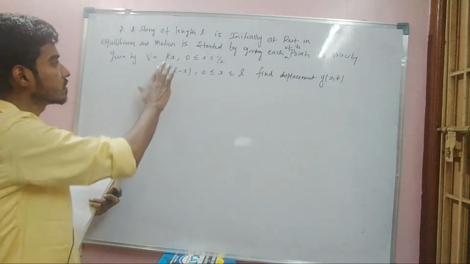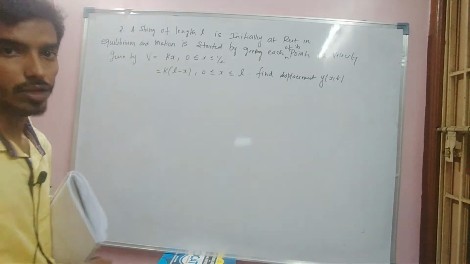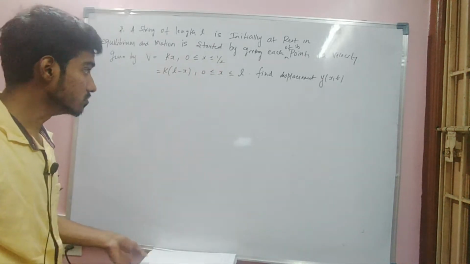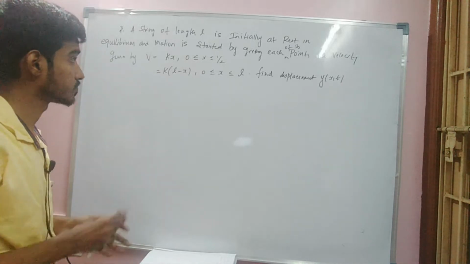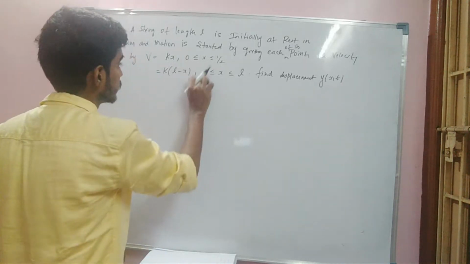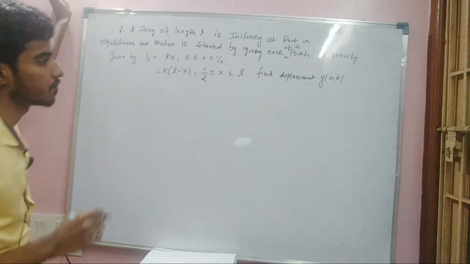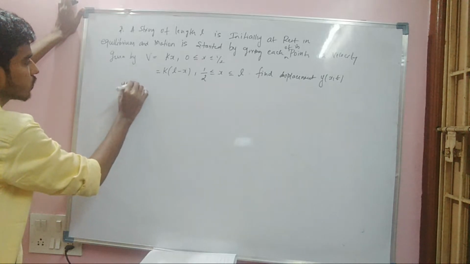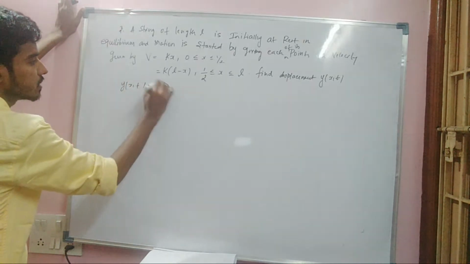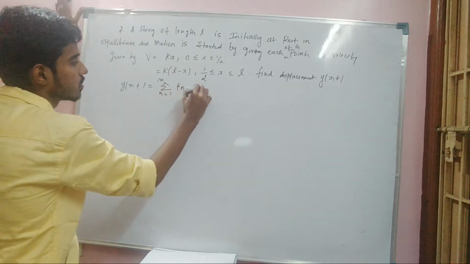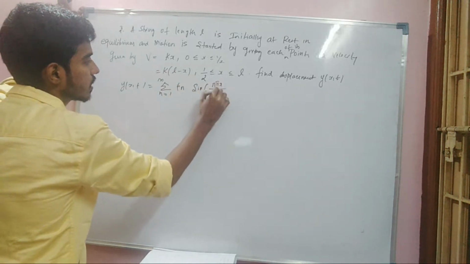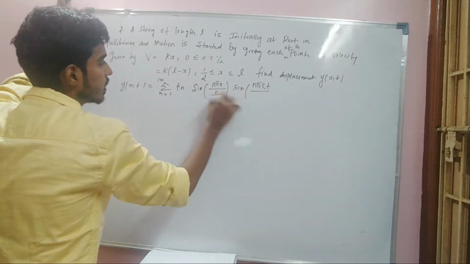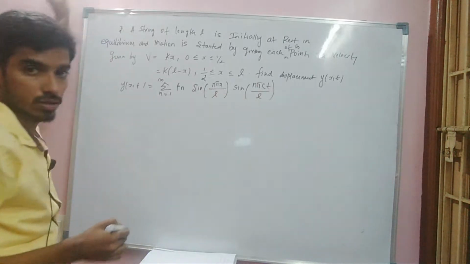Now here the velocity is given; in the previous problem we had velocity equal to V naught. Here we have kx from 0 to L by 2 and k times L minus x from L by 2 to L. So we need to find the displacement function. What will be our formula? Y of x comma t is equal to summation n is equal to 1 to infinity Fn sin n pi x by L sin n pi ct by L. This is our formula, right?